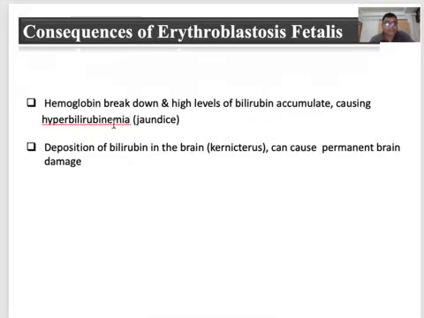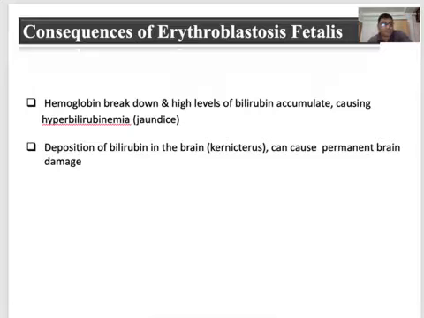Another thing will happen as there will be a high amount of bilirubin. This bilirubin can get deposited in the kernicterus of the brain, which can cause brain damage. It can be permanent. So you can understand the consequences of erythroblastosis fetalis can be very severe. They can permanently damage your brain.